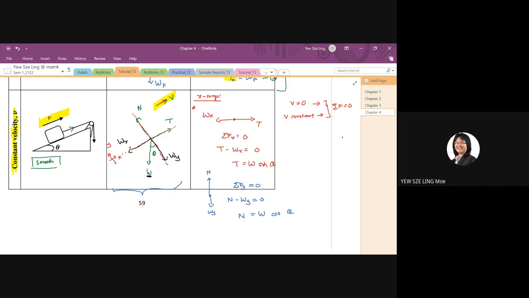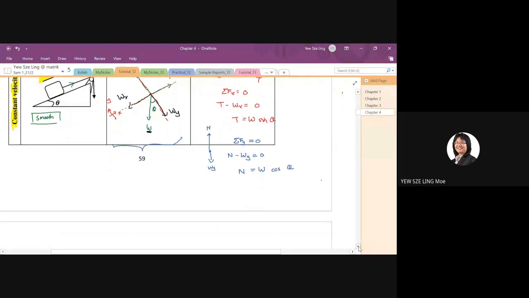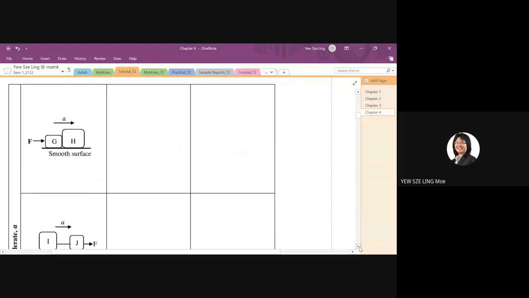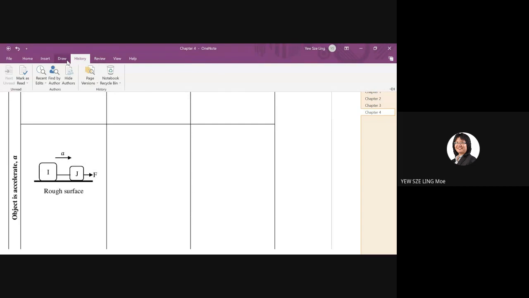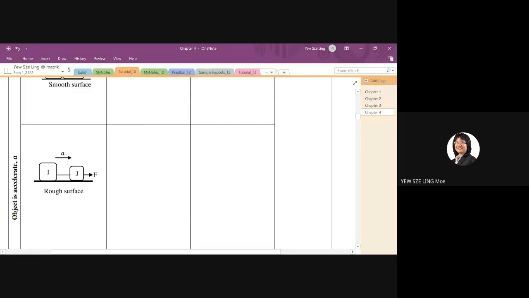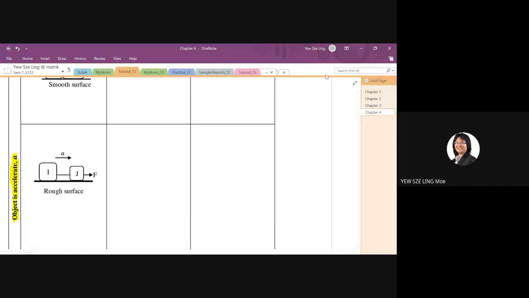Okay, so next. Now if you look at your notes, it tells you the object is moving with constant acceleration. So constant acceleration, this is what we have right now. Let's see how we are going to sketch a free body diagram.